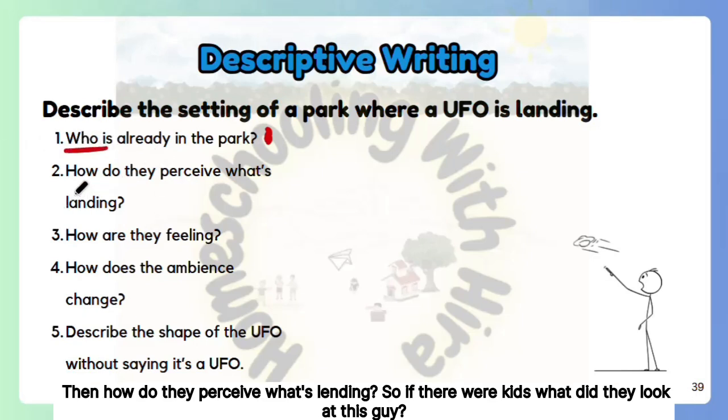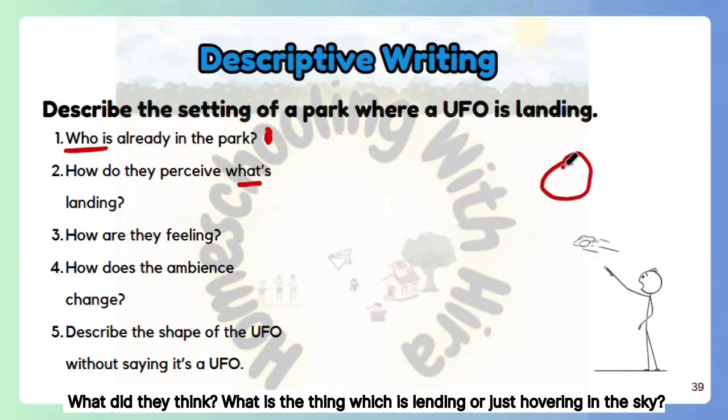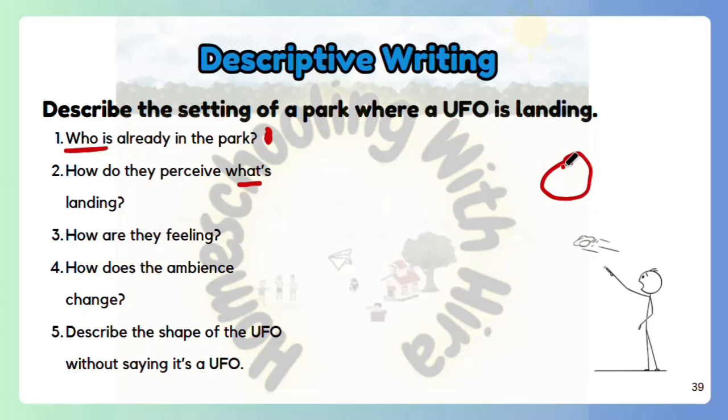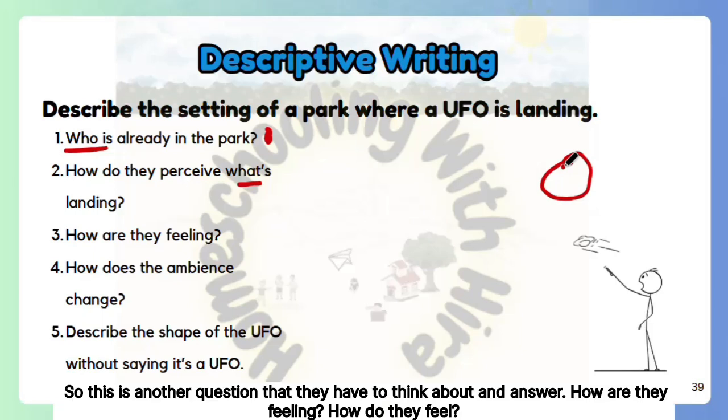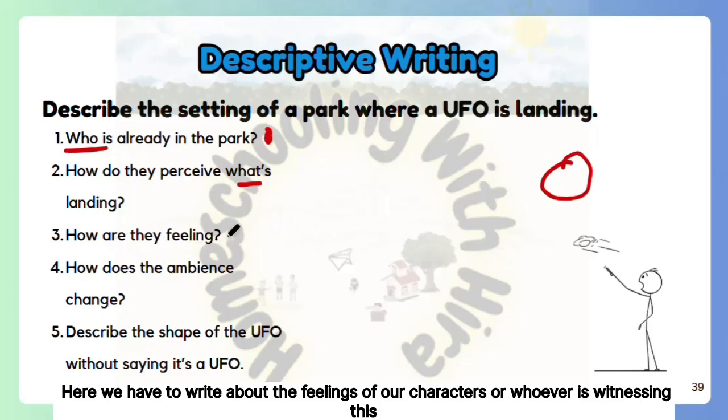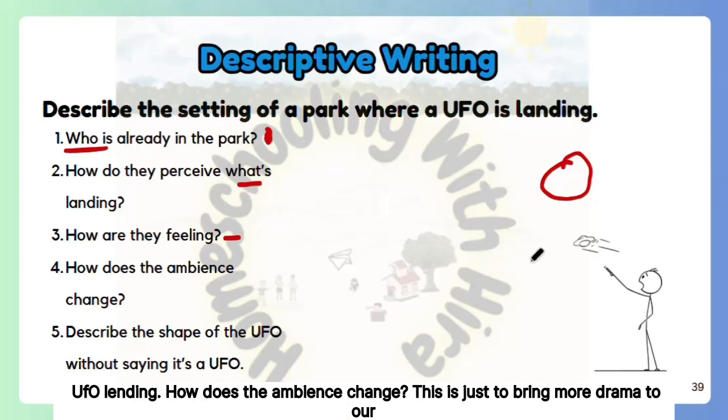Okay, then how do they perceive what's landing? So if there were kids, what did they see when they looked at the sky? What did they think? What is the thing which is landing or just hovering in the sky? So this is another question that they have to think about and answer. How are they feeling? Here we have to write about the feelings of our characters or whoever is witnessing this UFO landing.